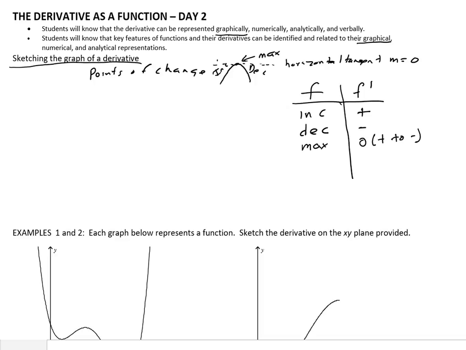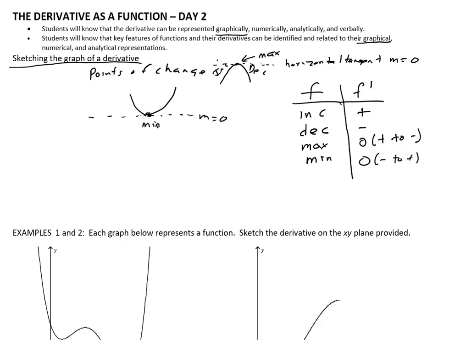Now you could also have a minimum. So a minimum, something like that, also has a horizontal tangent to it at this minimum. So the derivative there is also going to equal 0. The slope is going to be 0. But it changes from negative to positive. Okay? Now we're going to get more complicated with that as we go, but for now, that is where we are and what we're going to use that information to draw our derivatives.